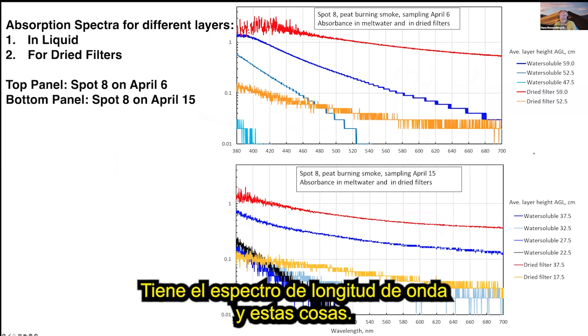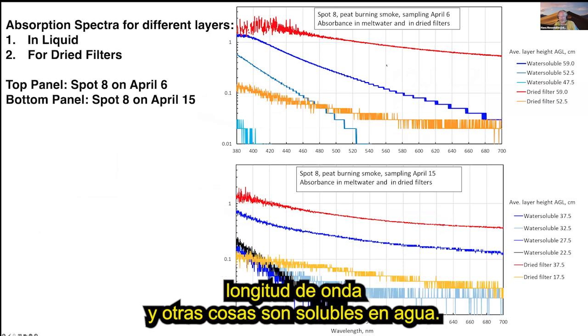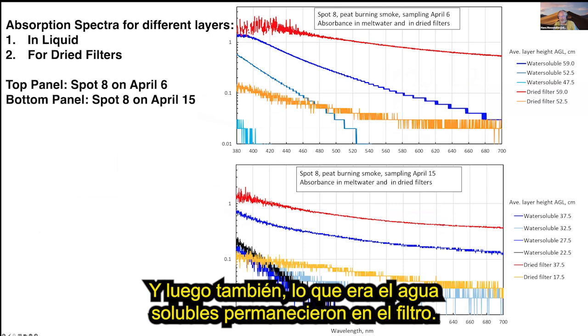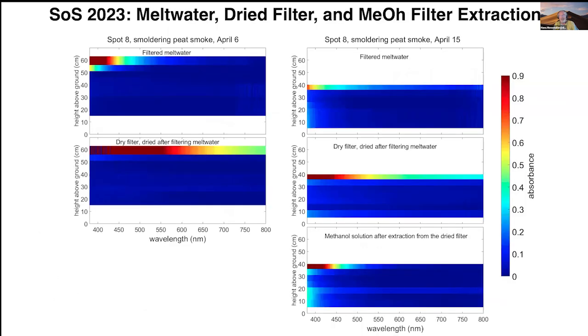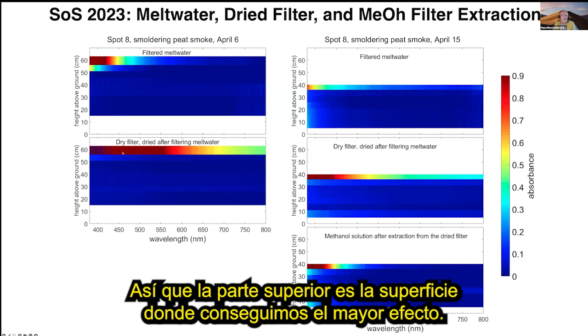Here's the wavelength spectrum, and you see things like brown carbon, which absorbs very strongly at the short wavelengths, and other things that are water soluble. What wasn't water soluble remained on the filter. And here's some more spectra, the height in the snow layer. So the top is the surface where we got the most effect.